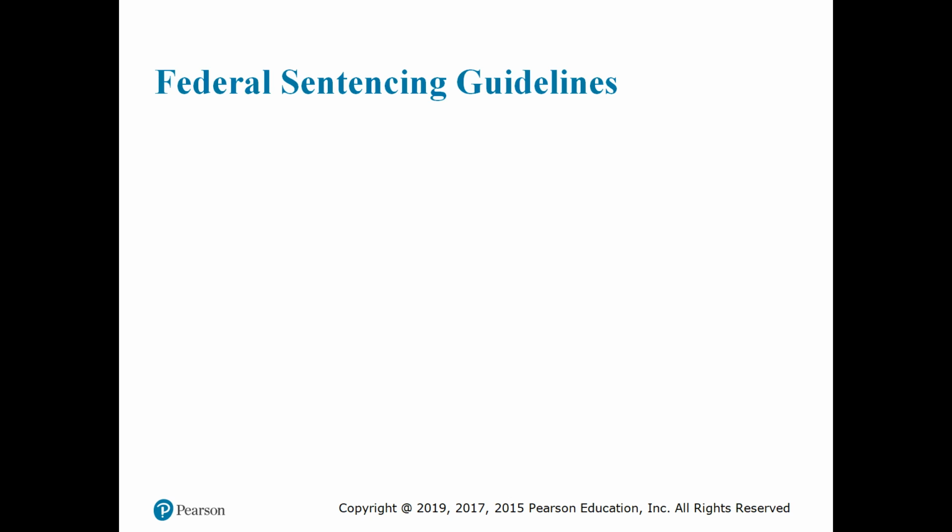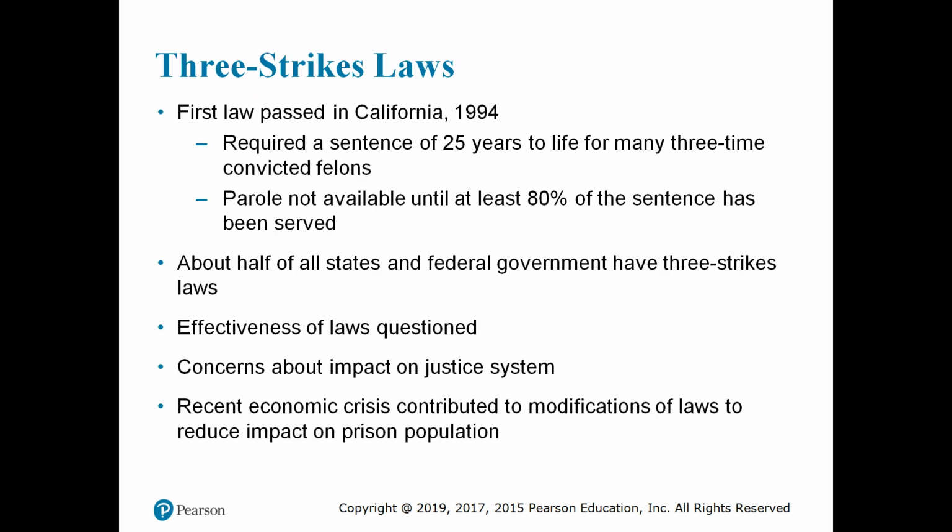You can read about the federal sentencing guidelines and how crack cocaine and powder cocaine were a big deal a few years ago, and how the disparity of those sentences was taken care of. So make sure you read about federal sentencing guidelines. The three strikes law is probably one of the most famous things that came out of California over the past 25 years. Basically it requires a sentence of 25 years to life for a 3-time convicted felon. So what happened in 1994 when this came out is that the third strike back then did not have to be violent.